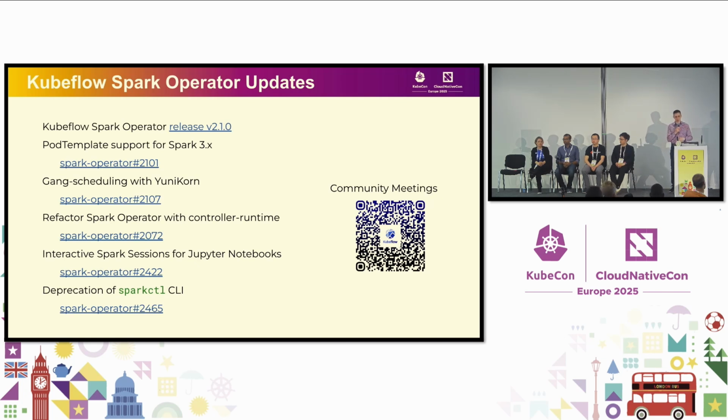So right now, it's part of our broader scope. And quite recently, they released the new version of Spark operator, which is 2.1.0. They integrated new pod templates there to support Spark 3.x. Also, they've done a significant amount of work for Unicorn with gang scheduling. They are refactoring the entire code base with controller-runtime. Also, very exciting things about interactive sessions.